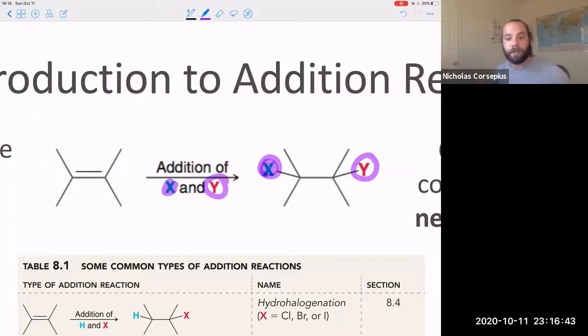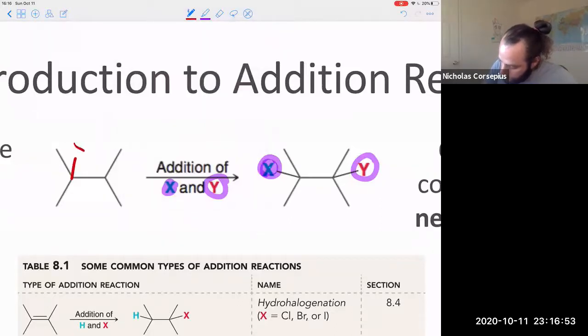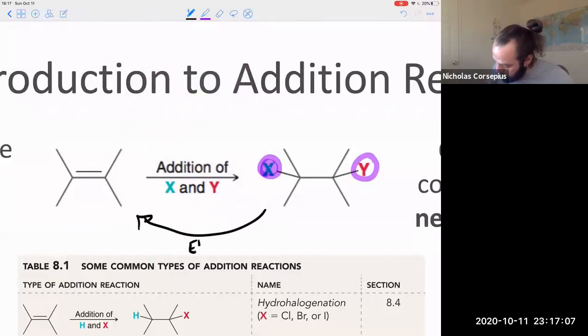You're adding something to this double bond, breaking this pi bond here and replacing it with two new substituents on either one of those carbons. In this case, this was X and Y. Okay, and so that would be the inverse of an elimination reaction. An elimination reaction would be going the opposite direction.